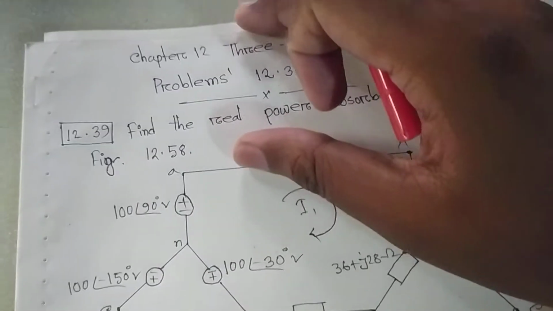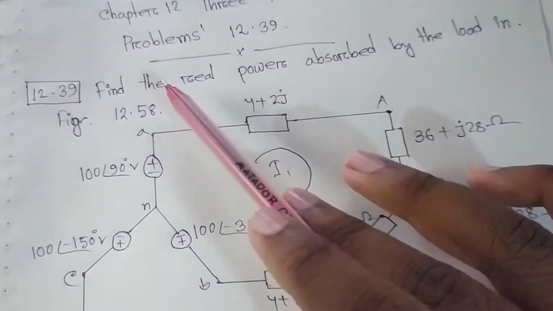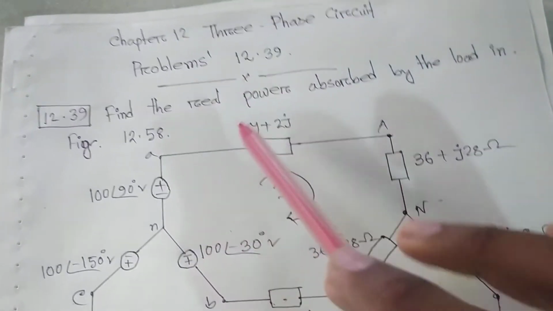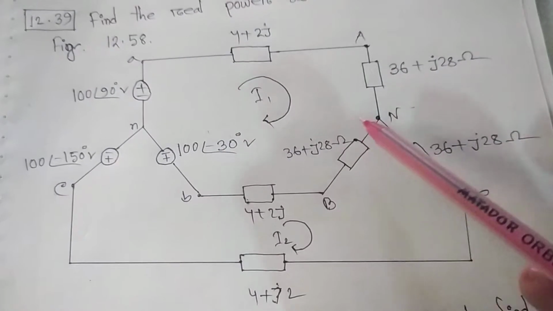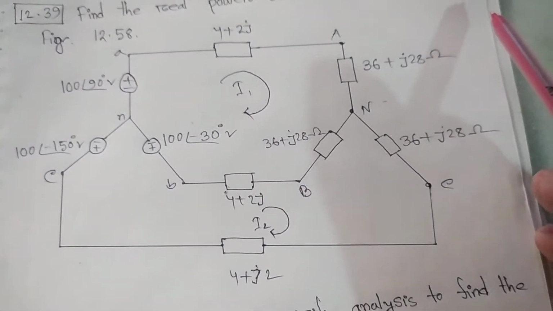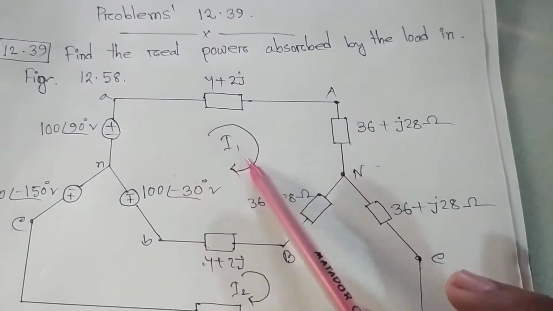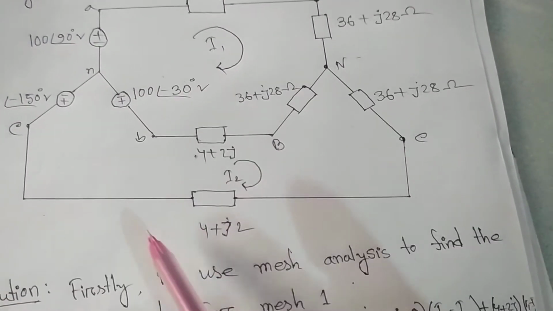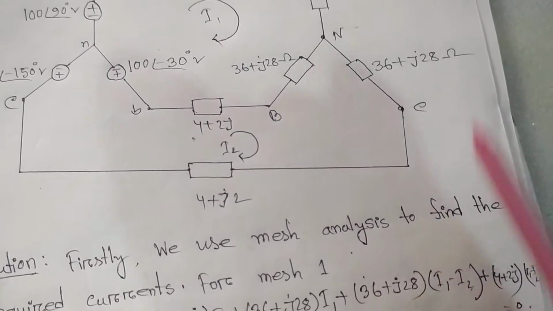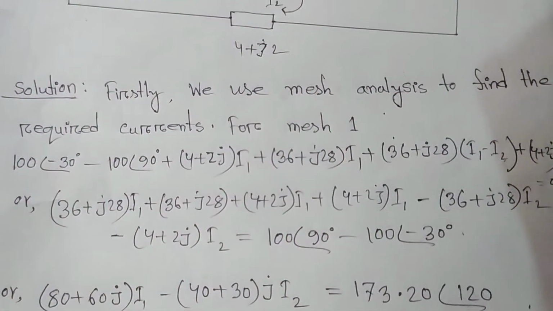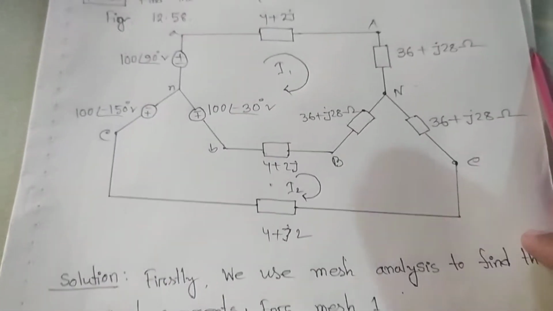Chapter 12, 3-phase circuit, problem 12.39. This is a YY connection, with mesh 1 and mesh 2. Solution. Firstly, we use mesh analysis to find the required current for mesh 1.